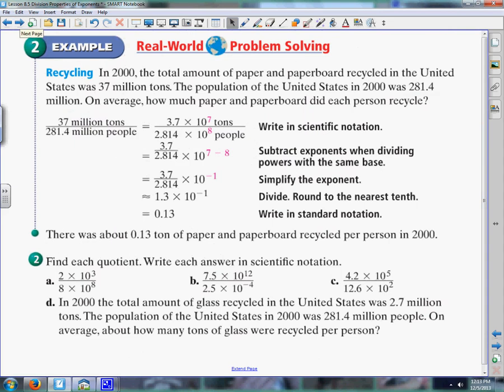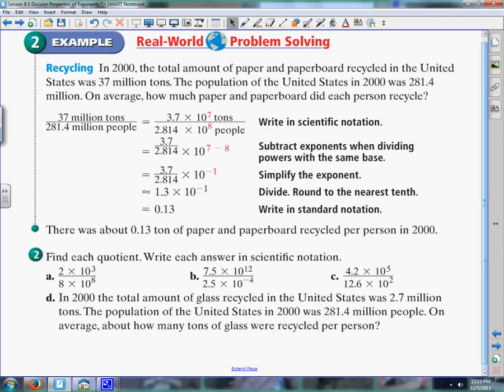So in 2000, the total amount of paper and paperboard recycled in the United States was 37 million tons. The population in 2000 was 281.4 million. On average, how much paper and paperboard did each person recycle? So this is a really good real world problem. So they took these and they didn't want to write it like that. So they wrote it in scientific notation.